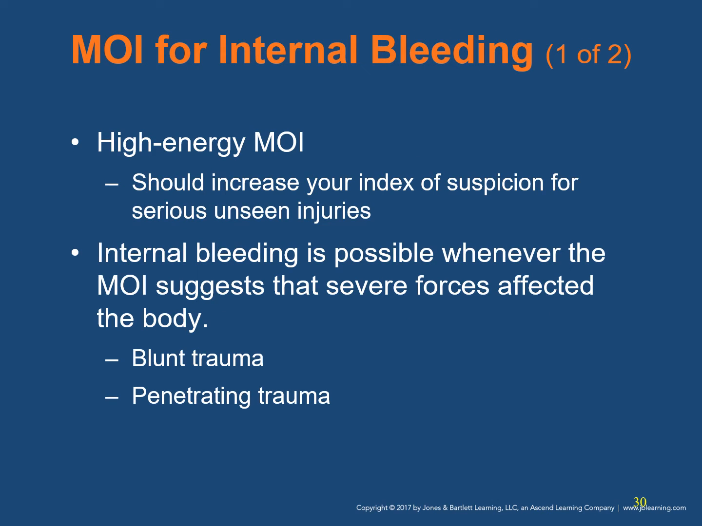Often the only signs of internal bleeding are contusion or ecchymosis. Mechanism of injury for internal bleeding. A high energy MOI should increase your index of suspicion for the possibility of serious unseen injuries. Internal bleeding is possible whenever the MOI suggests that severe forces affected the body, blunt trauma or penetrating trauma.